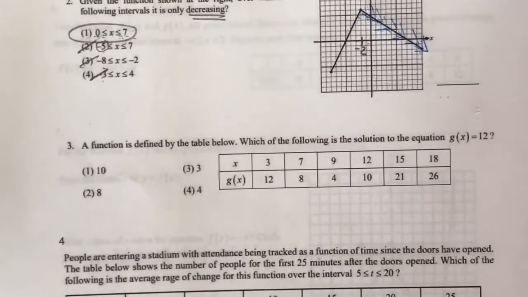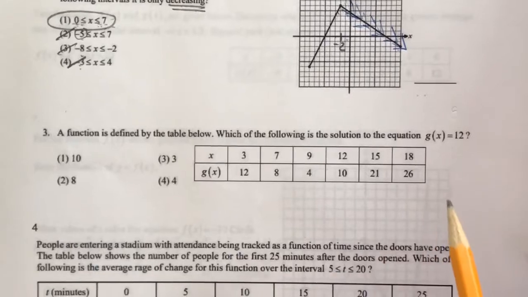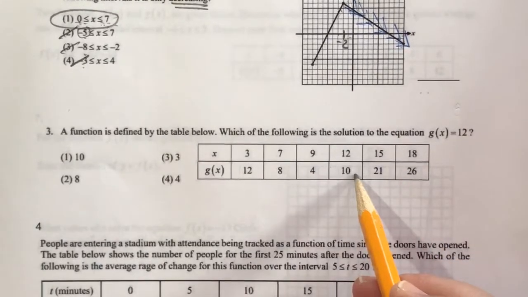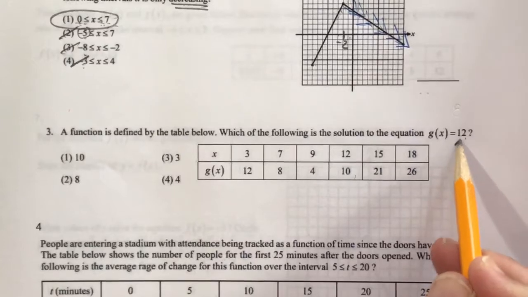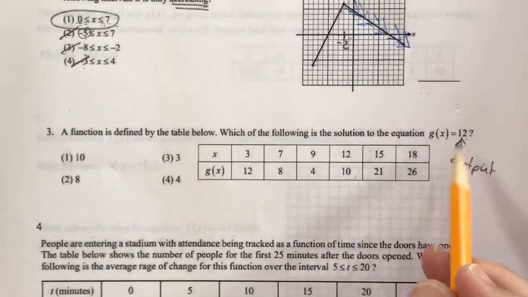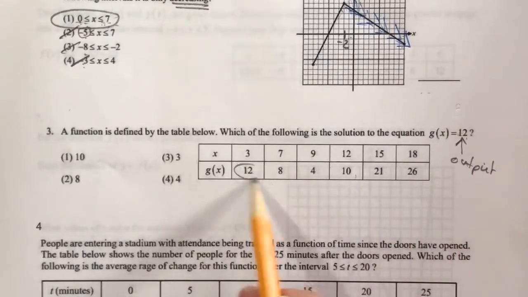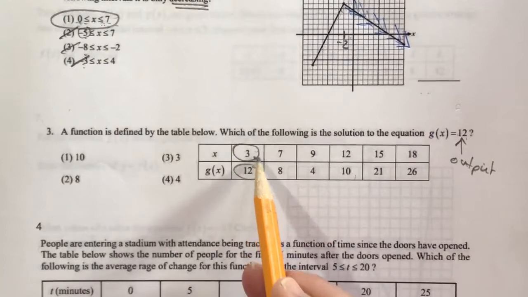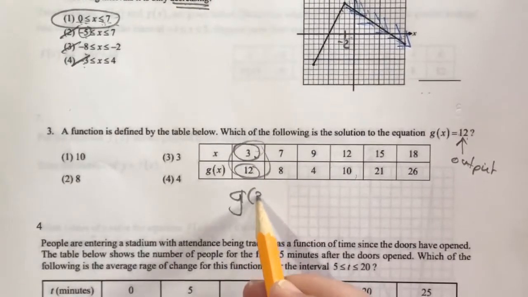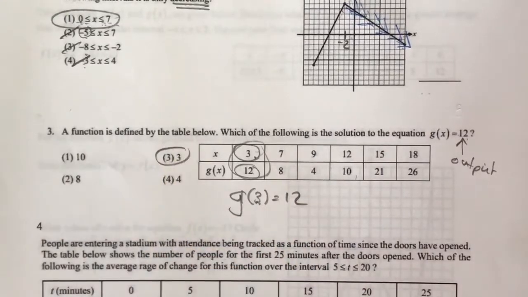All right, next one. It looks like number 1. If you rush through it, you get the wrong answer, because I can see people saying, oh, there's the input, there's the output. No, that's the output. That's the output. We're looking for the input. So what gives me 12 as an answer? Oh, right there. There's the answer, 12. There's the input. So g of 3 is what equals 12. So 3 is the answer, which is choice 3.